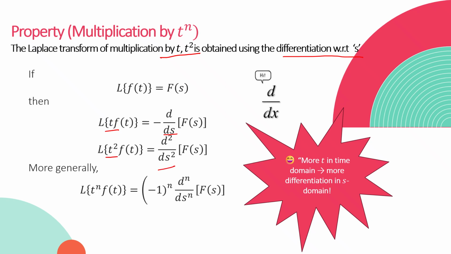Like for odd powers, we will be having a multiplication with the negative sign. For even powers, we will be having positive. More generally, L of t power n into f of t will be equal to minus 1 whole power n into d power n by ds power n of F of s. So more t in the time domain, more differentiation in the s domain we have to do. Now let us go for solving some problems involving multiplication by t.